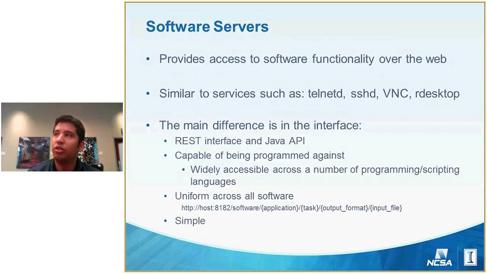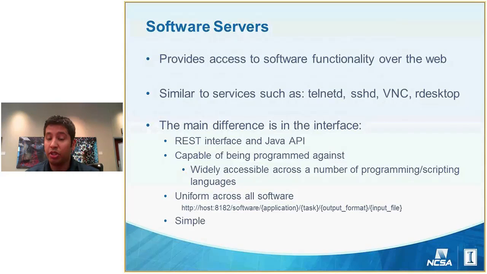They all connect a remote machine to remote software somewhere else. The difference between a software server and those services is that a software server doesn't try to replicate the native interface of that software. So Telnet and SSH replicate the command line interface for you on a remote machine, so you can access command line software. VNC and remote desktop obviously do the GUI, so you can access the remote desktop and interface with the GUI remotely.